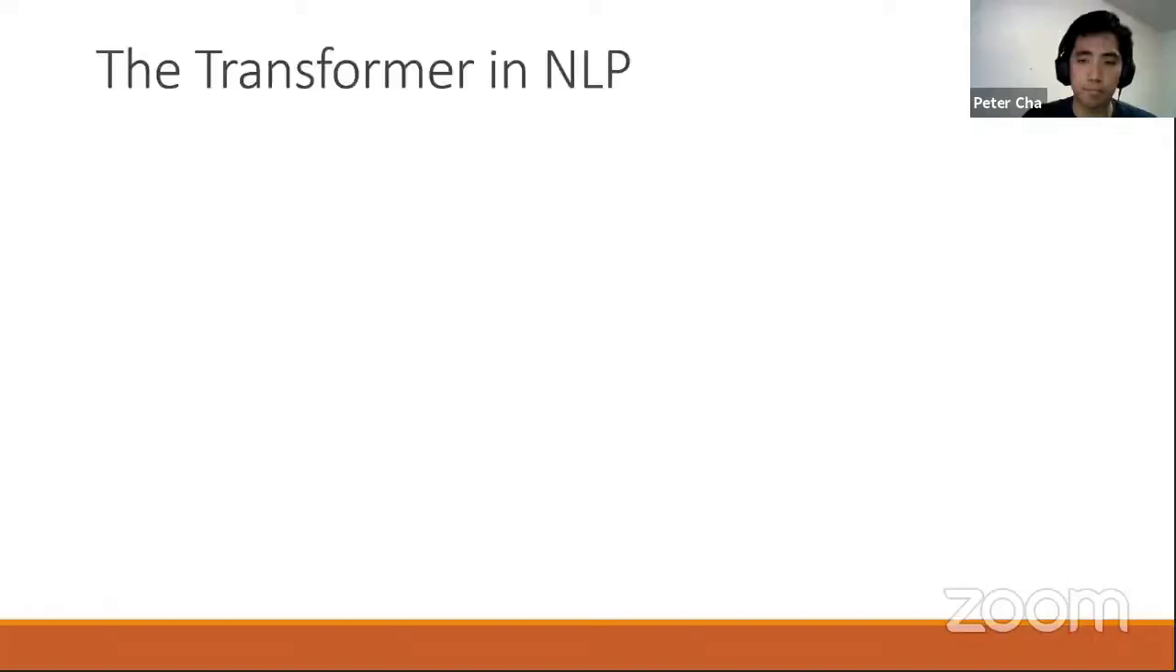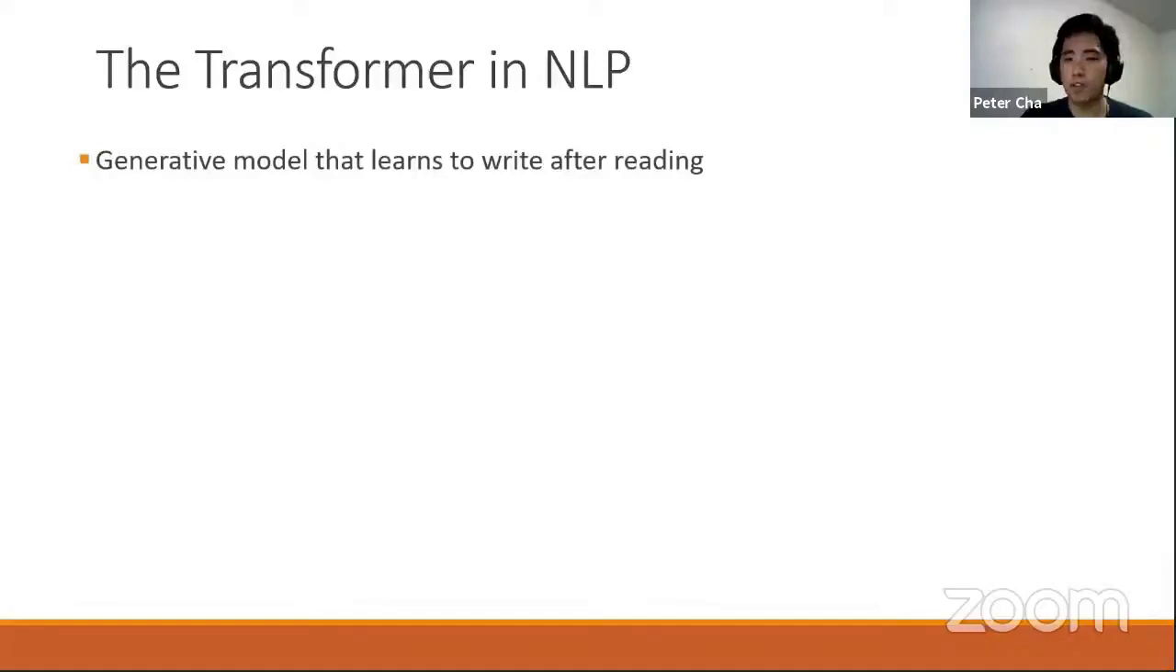So we'll begin by describing the function of the transformer in natural language processing. The transformer is fundamentally a generative model that learns to write after reading. In practice, the way this works is that the transformer will be trained on, or read, a set of sentences that has been given to it.